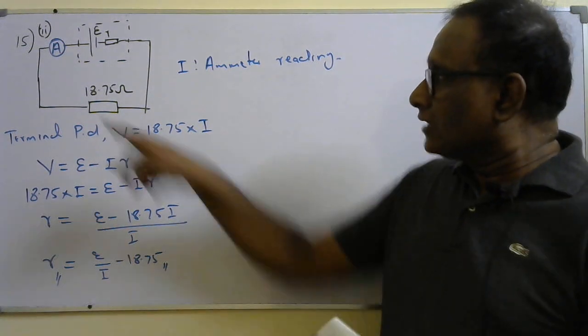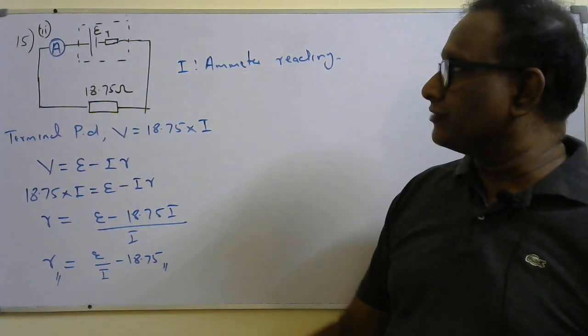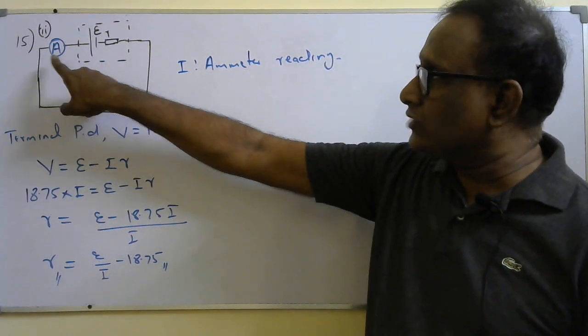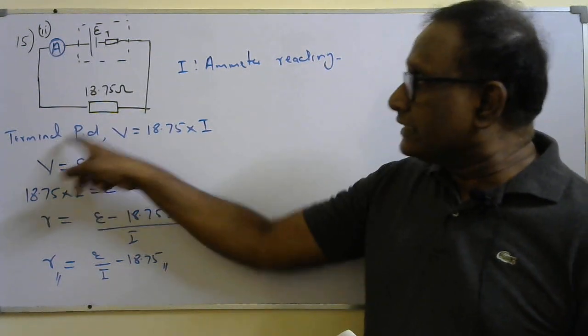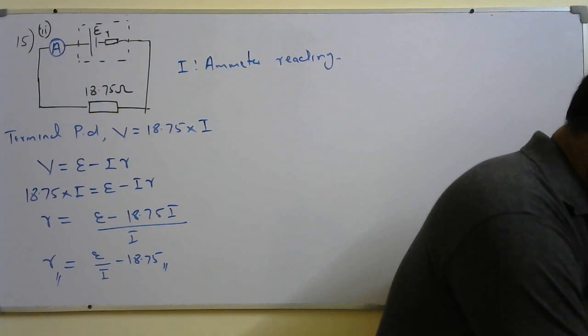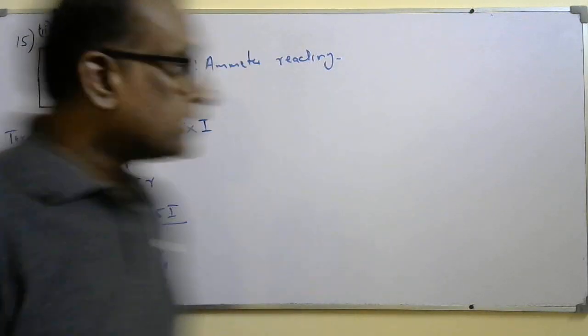Again I'll explain. The equivalent resistance we know is 18.75. I should connect the ammeter here. So the ammeter reads the current coming out through the cell. The terminal potential difference is the voltage across the terminals of the cell.